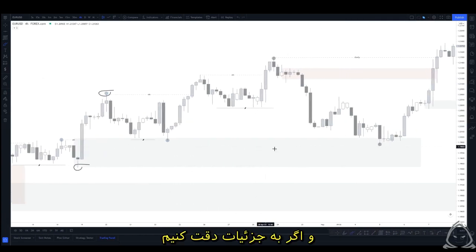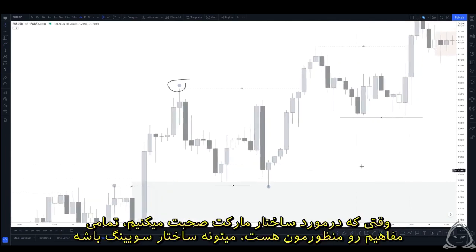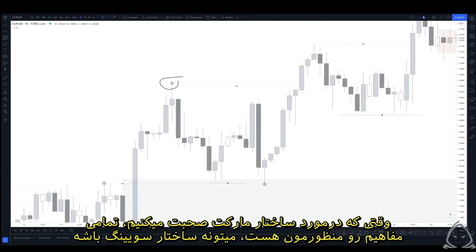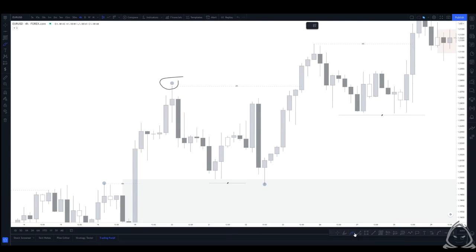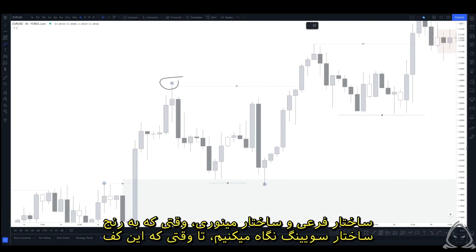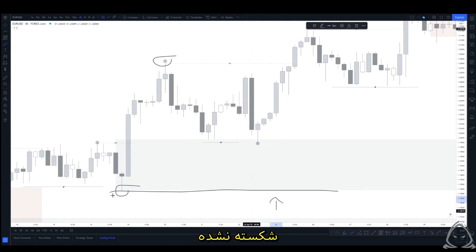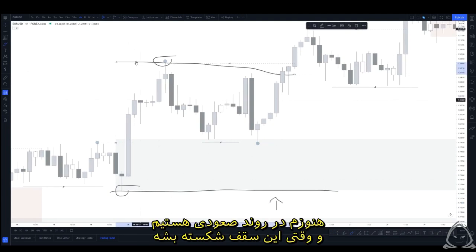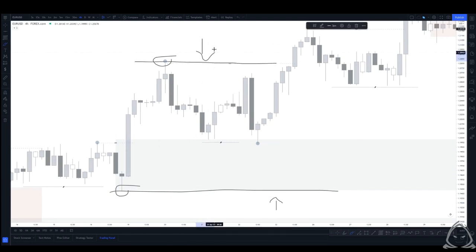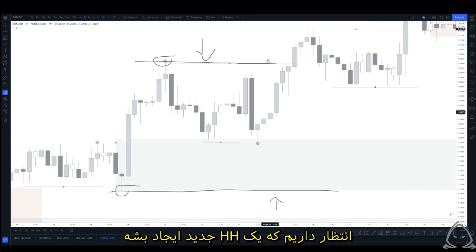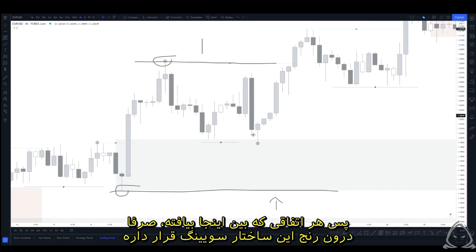And if we just look at this a little bit more granularly, again, when we're just talking about market structure, all of the concepts apply regardless if you're looking at swing structure, substructure, or minor structure. When we're looking at the overall range of the swing structure, as long as this low isn't violated, we're still in an uptrend. And once this high is broken, we're expecting a new higher high to print. So anything that happens within here is just contained within this range of swing structure.